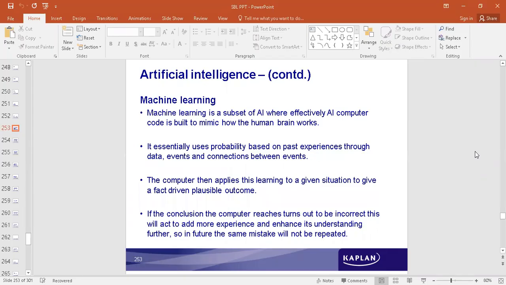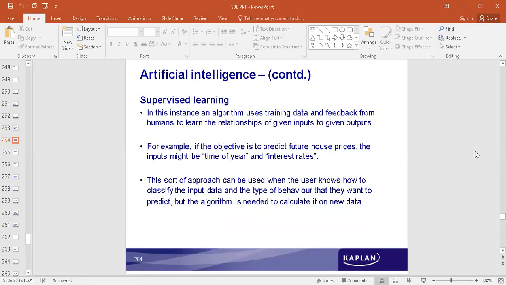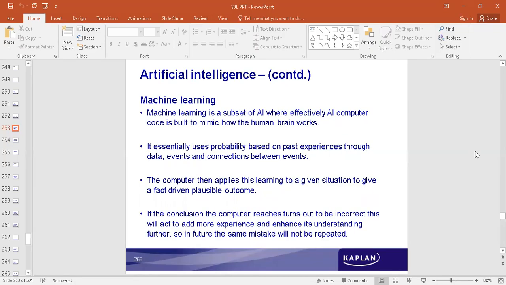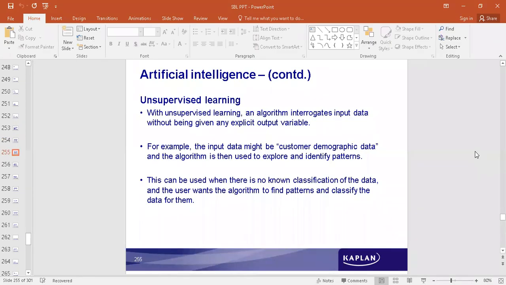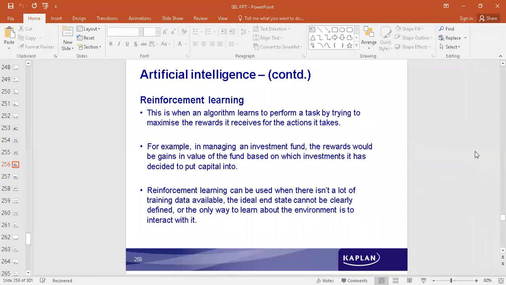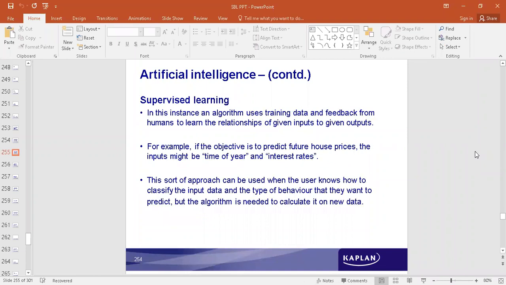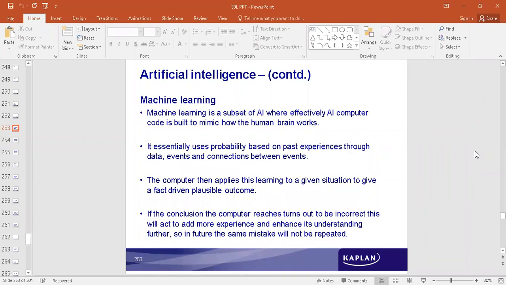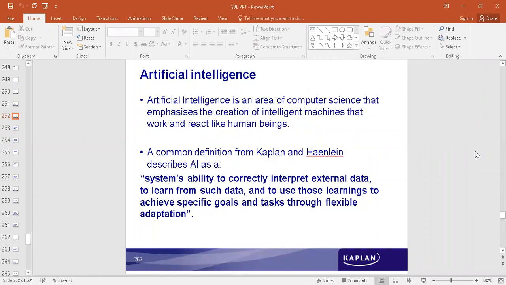Under artificial intelligence, we see machine learning is one thing, then supervised learning, unsupervised learning, and reinforcement learning. Maybe I'll do one aspect and then we can wind up the class.